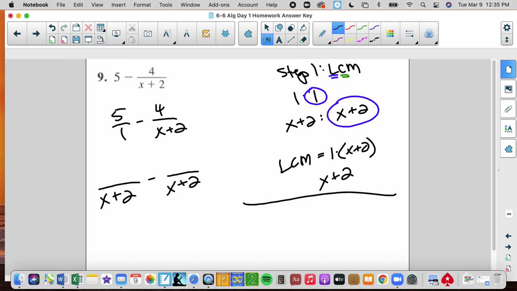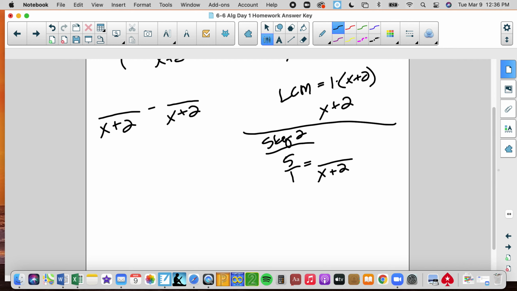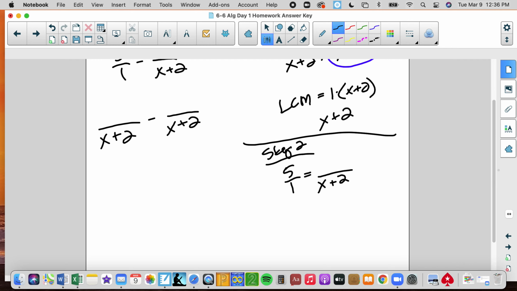Now we've got to find an equivalency. This is step 2. So we have 5 over 1 equals what over x plus 2? So this is where that familiarity of what you do when you have binomials comes in. You're still asking the question, 1 times what gives me x plus 2? Well, you would have to multiply it by x plus 2. That's what would give you that.